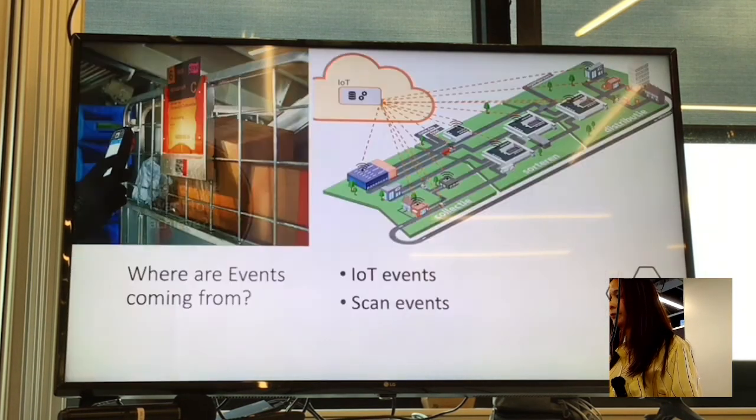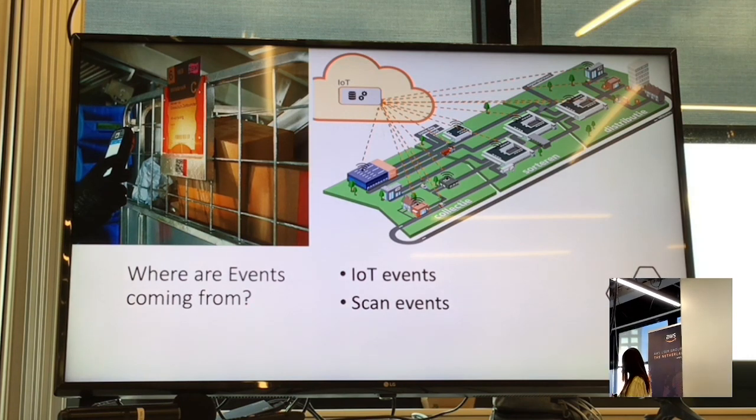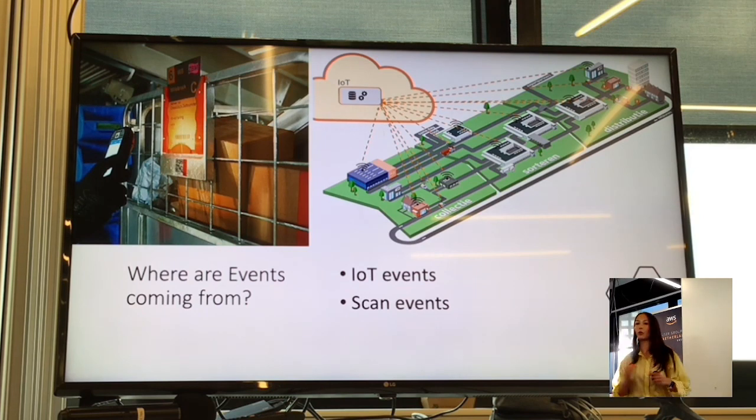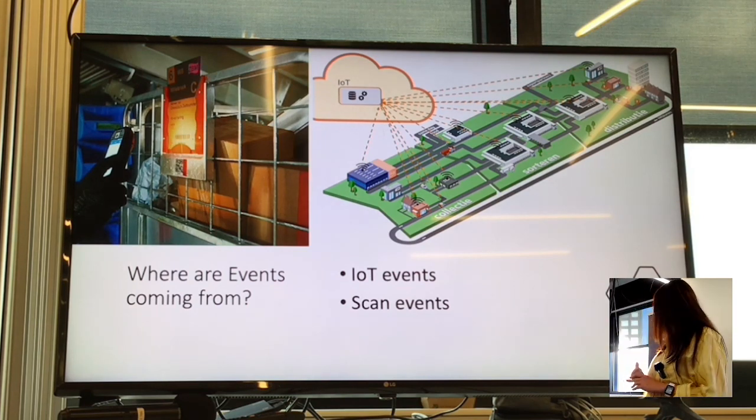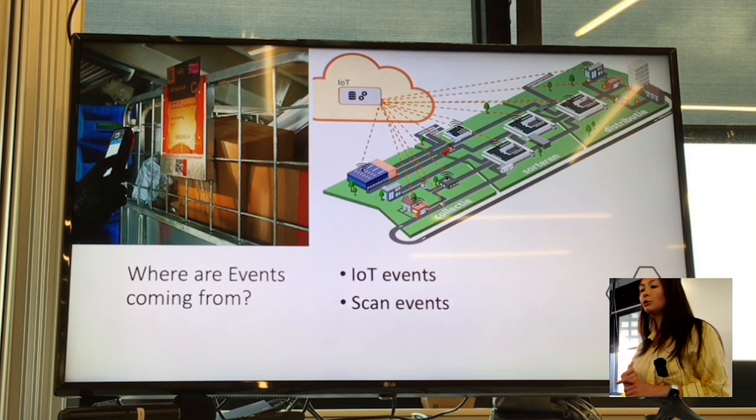So what we do is we collect events. And I already told you about the IoT events. So that's the sensors that are sending us information. But that actually tells us where they are now. It doesn't tell us what they're doing, and it doesn't tell us what products are in there and where they're heading. So for that, we need scan events.